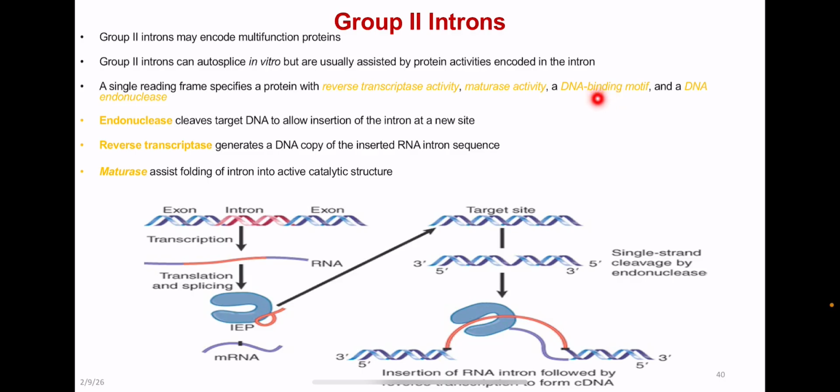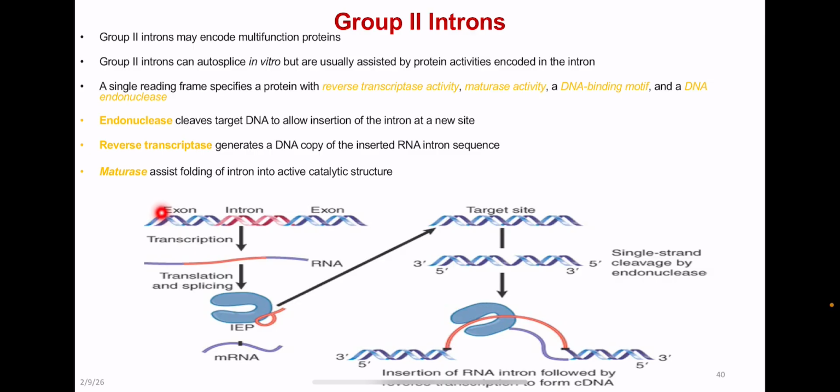But this is not really a function. The main functions are the reverse transcriptase, maturase, and the endonuclease. The endonuclease is the part of the protein that will be used to cut the target site. And the reverse transcriptase is used to generate a DNA copy of the RNA. So I'll actually use the diagram to explain all of this. And the maturase is to assist the RNA to fold into a matured structure.